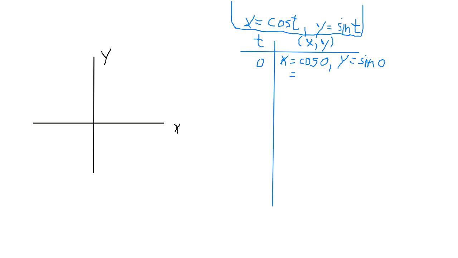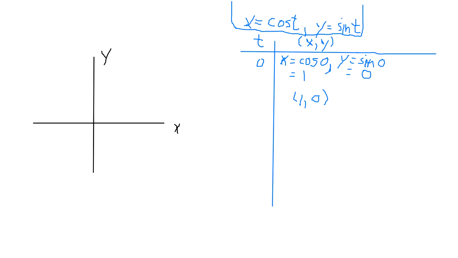So what is the cosine of 0 equal to? Think about your trigonometry. Does anybody remember the cosine of 0? It's going to be 1. All right, what's the sine of 0 equal to? Sine of 0 equals 0. So when t equals 0, the coordinate you're going to get is 1, 0.